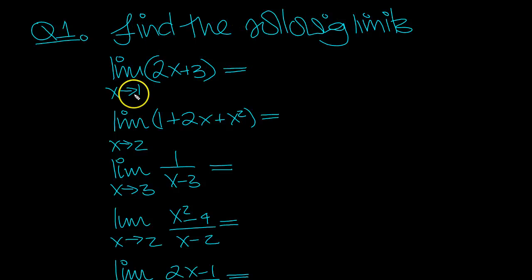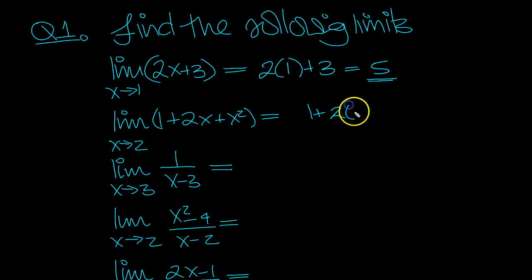Find the following limits. So as x tends to 1, this will be simply 2 lots of 1 plus 3, won't it? Which is equal to 5. Here we put 2 in, 1 plus 2 lots of 2 plus 2 squared. 4, 8, 9. Here as x tends to 3, we'll have 1 over 0.